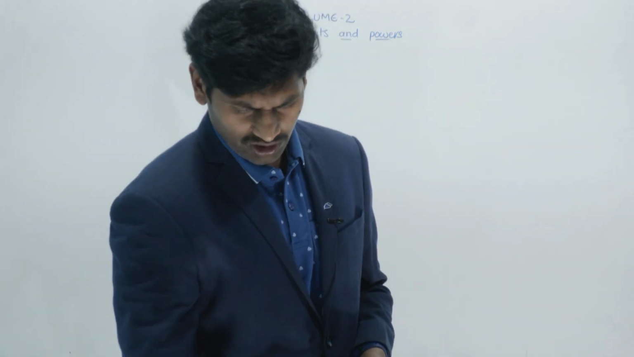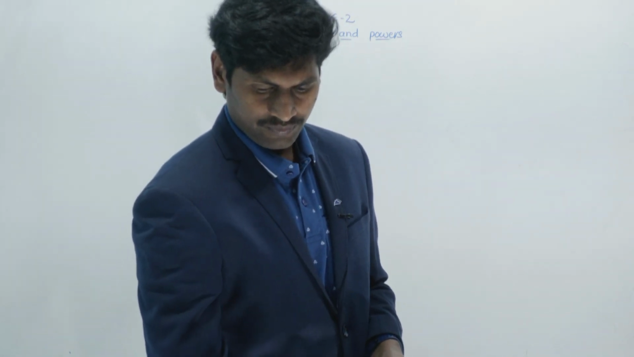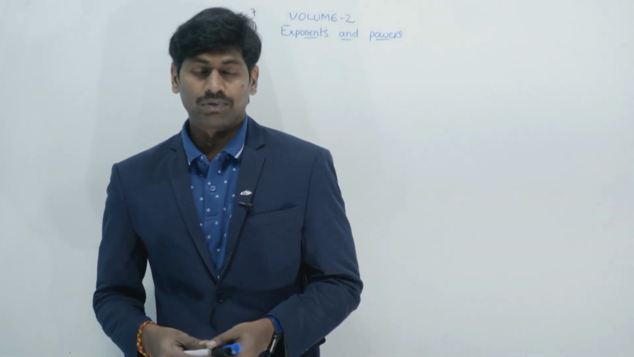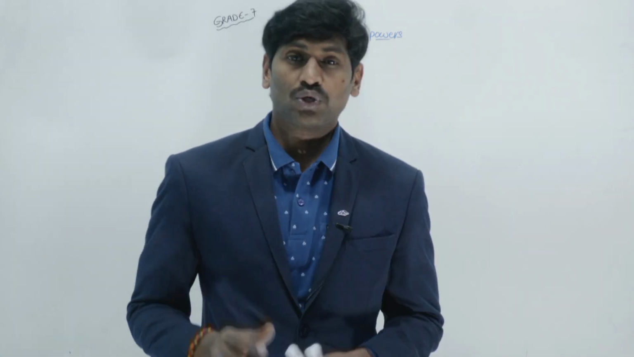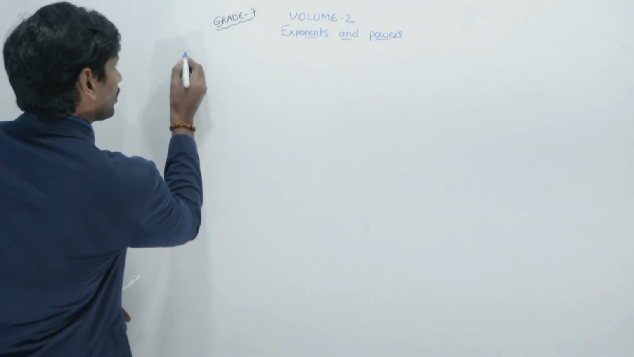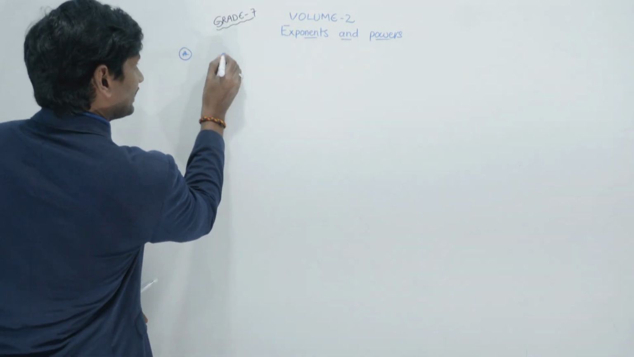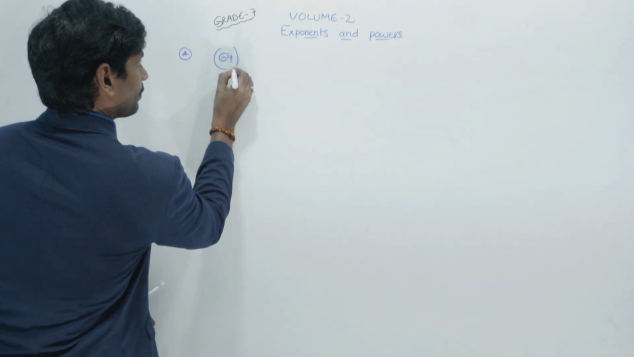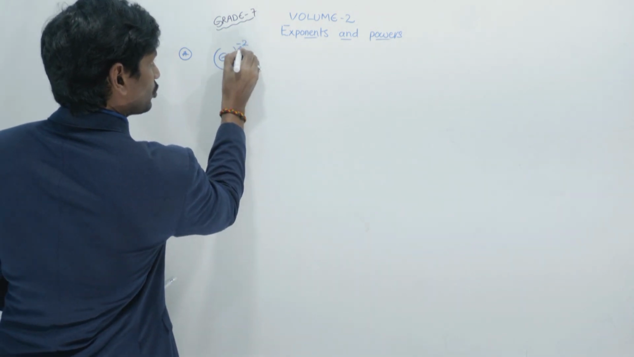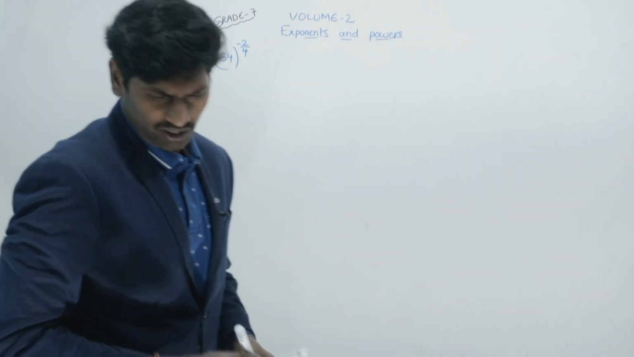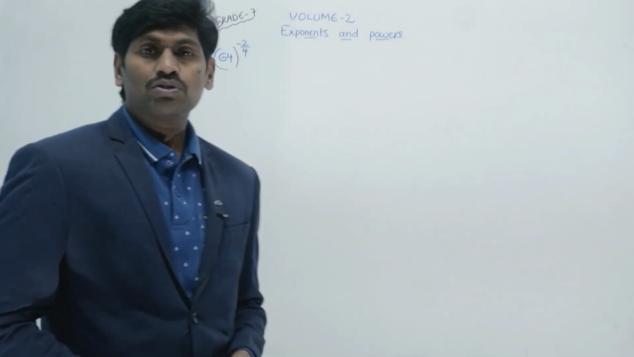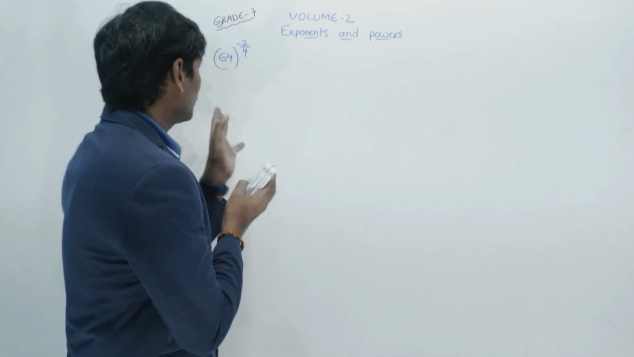Let us discuss problem number 4. An exercise problem number 4, that is 64 whole to the power of minus 2 by 4. The fourth problem is given that 64 whole to the power of minus 2 by 4. Okay? So we need to identify the value of this.